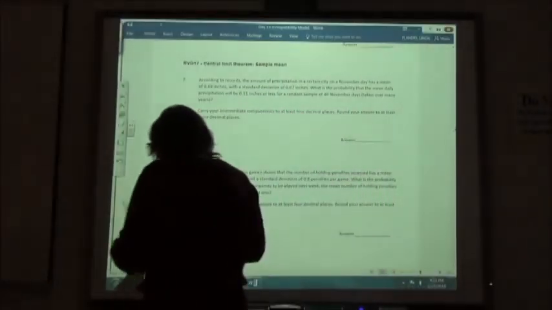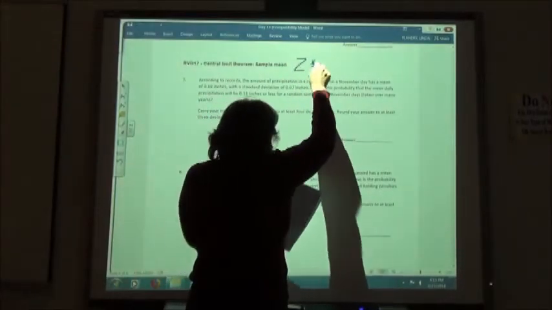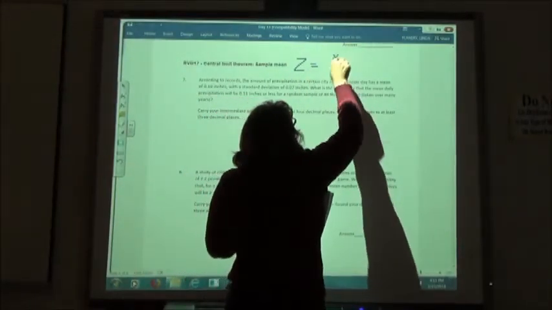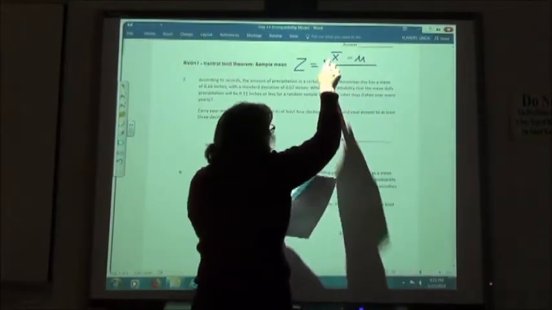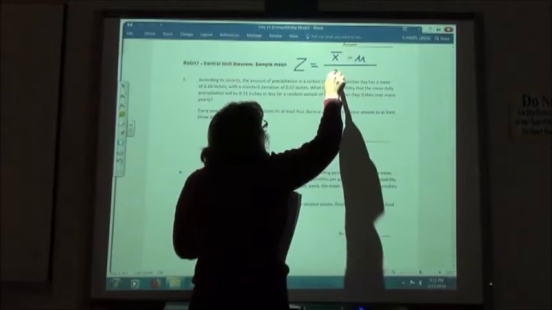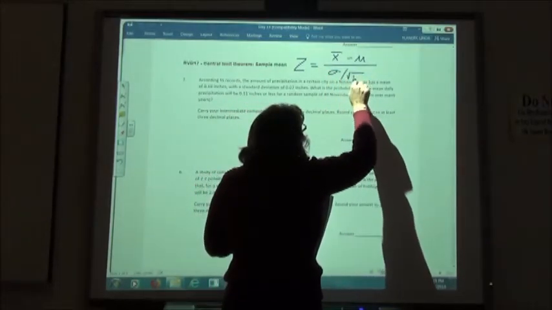Our formula here is going to look like this. Z is equal to our sample mean minus the mean again, over, and this is a little part that's a little different, the standard deviation divided by the square root of n.